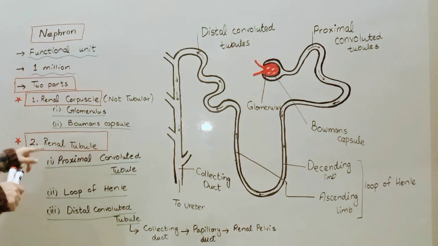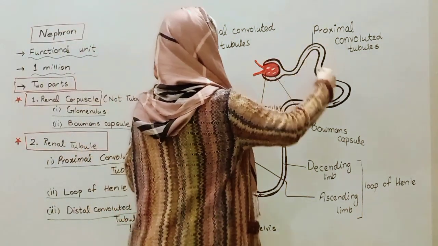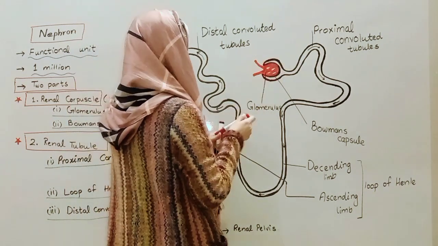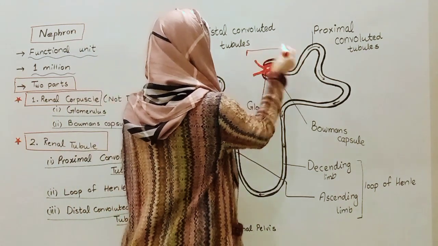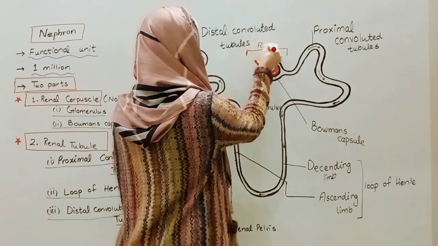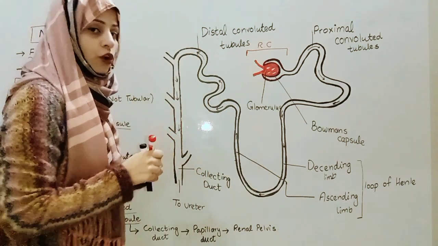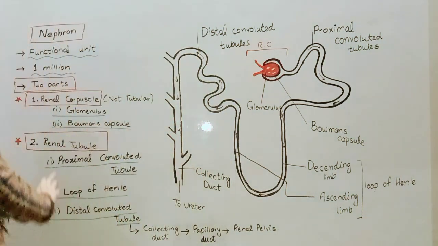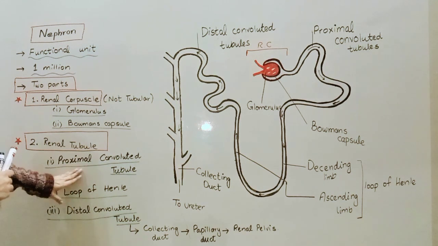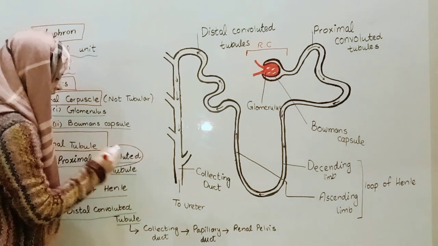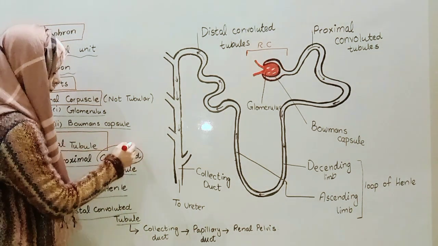Let's talk about the second part of nephron, that is renal tubule. You can see it is in the form of tube. Here is a tube. It is not tubular, the first part. It is the first part of nephron, a renal corpuscle. And the remaining tube-like structure is the second part of nephron that is called the renal tubule, which consists of proximal convoluted tubule. Convoluted means it is in the form of curves.